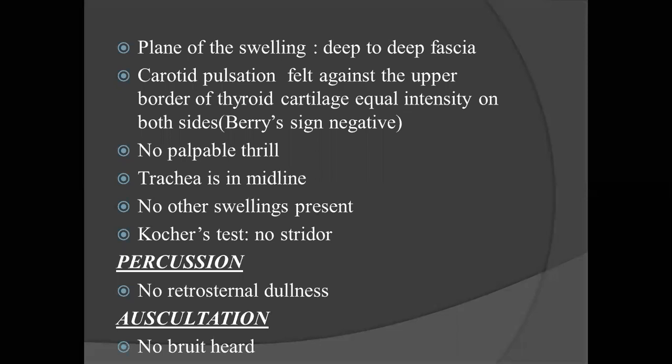If you want to see the right side lobe, you turn to the left side against resistance. The right side sternocleidomastoid will contract, and the lobe will become less prominent. Now it is deep to the sternocleidomastoid. If it becomes more prominent, it's a superficial muscle, right?